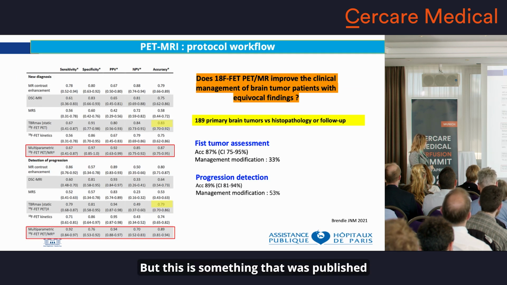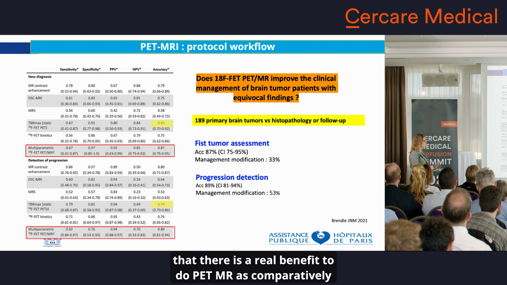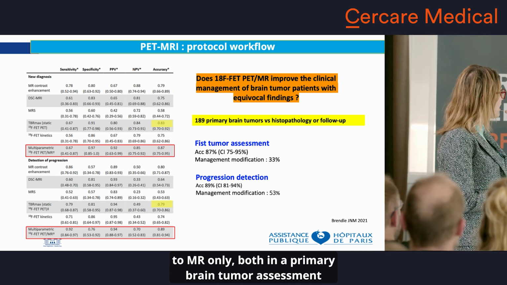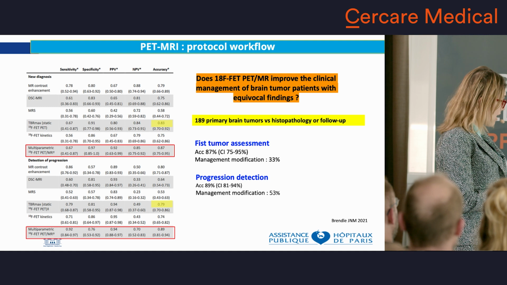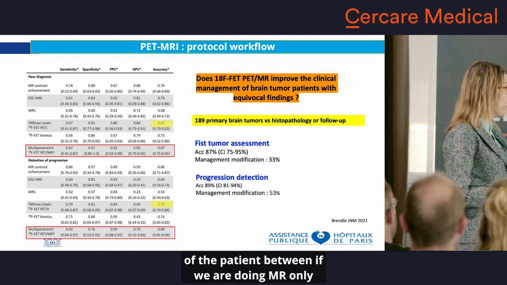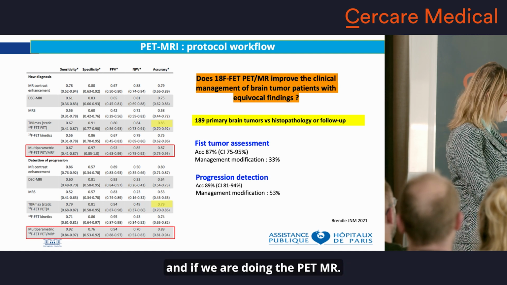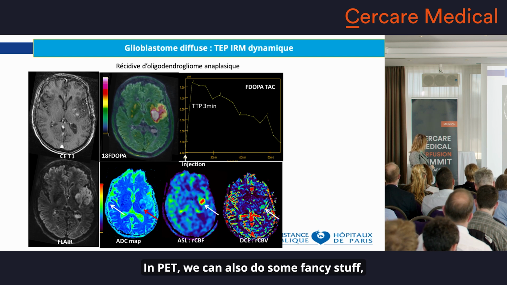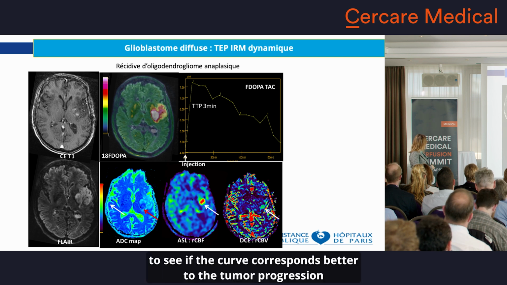But this is something that was published, that there is a real benefit to doing PET MR compared to MR only, both in primary brain tumor assessment and also for progression detection. And there is a real modification in the management of the patient between doing MR only and doing PET MR. In PET, we can also do some fancy stuff, like looking at the dynamic PET to see if the curve corresponds better to tumor progression or not.